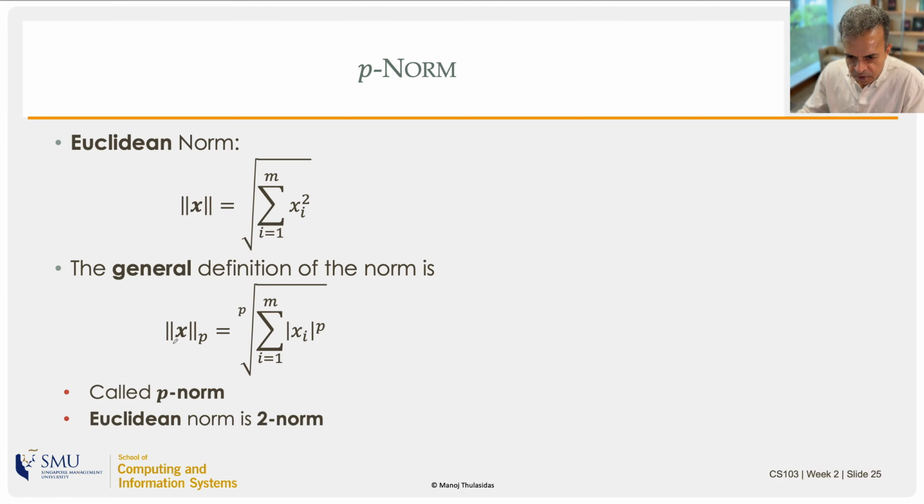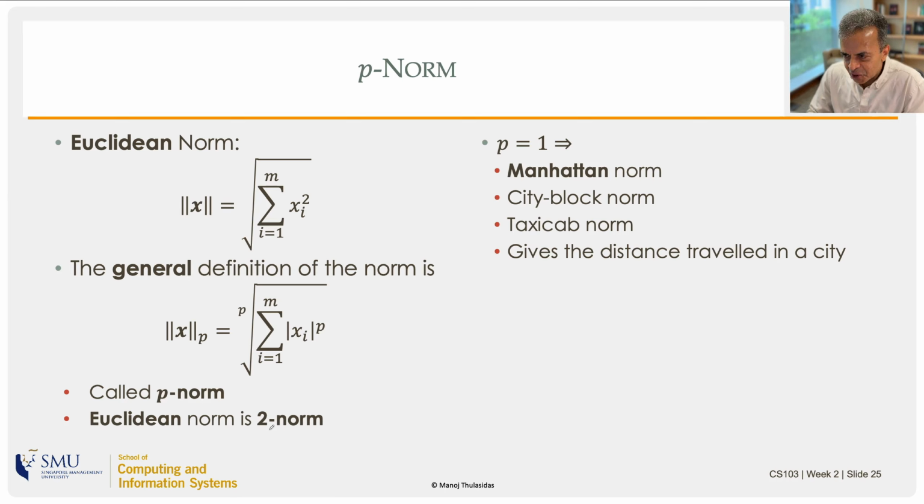So p norm of x is take each element of x, take its absolute value, raise it to the power of p, sum them up, and then take the pth root. This is called the p norm. The Euclidean norm, of course, is 2 norm when p equal to 2. Then there are interesting norms there called the Manhattan norm, which is when p equal to 1. This is also called the city block norm.